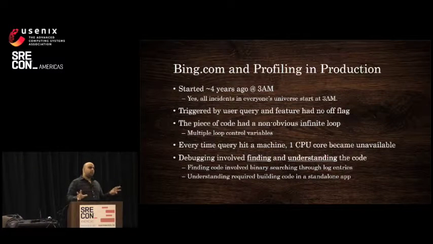So like all incidents in all our universes, Bing.com had an incident at 3 a.m. They all started at 3 a.m. I'm not sure why. And this one was 4 years ago, and basically there was a user query that triggered a feature that didn't have a feature flag, and this piece of code, which we would identify later, was going into a non-obvious infinite loop. We actually didn't know there was an infinite loop. All we saw was there was a query coming in that never finished. It would just be there in the system.